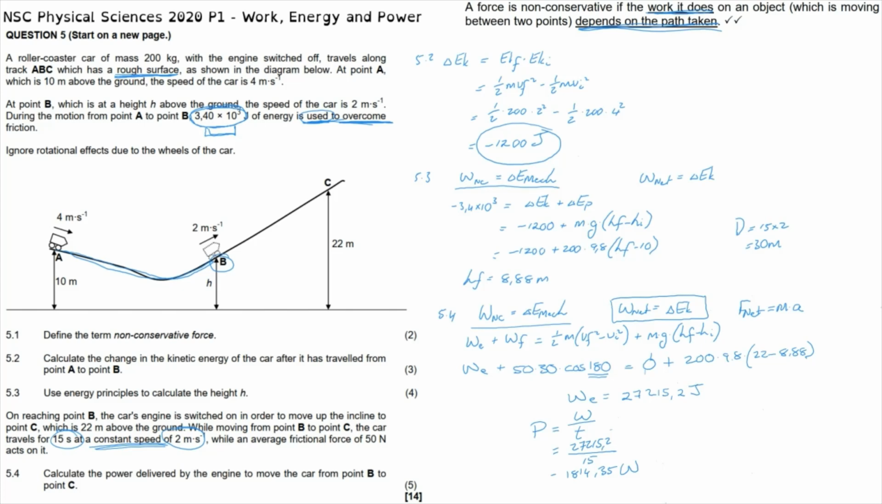Once again, this could have been done using our work energy theorem, where we say the net work done on the object, where the net work is the work done by the normal force plus the work done by the engine plus the work done by the force of gravity plus the work done by friction. The work done by the normal force is obviously 0. The work done by the engine is our unknown that we want to calculate. The work done by the force of gravity we can calculate because we know the change in height of this object, and the work done by friction we can calculate as we have done with the previous example.